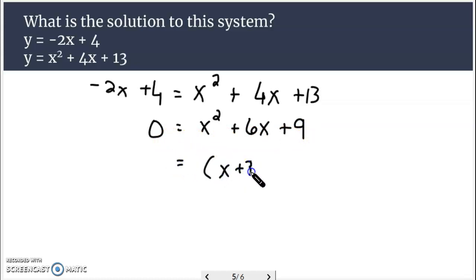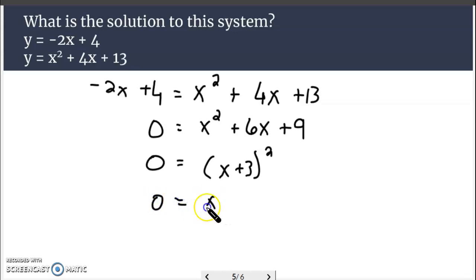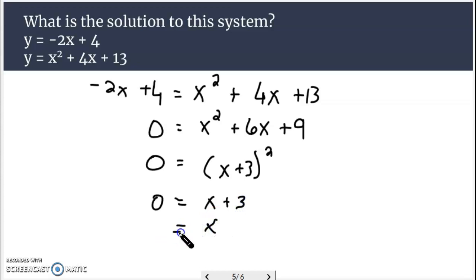quantity squared. And then solving this, take the square root of both sides. We get 0 equals x plus 3. We solve for x equals negative 3. To find the y coordinate, go back to the first equation. Negative 2 times negative 3 is 6. 6 plus 4 is 10.